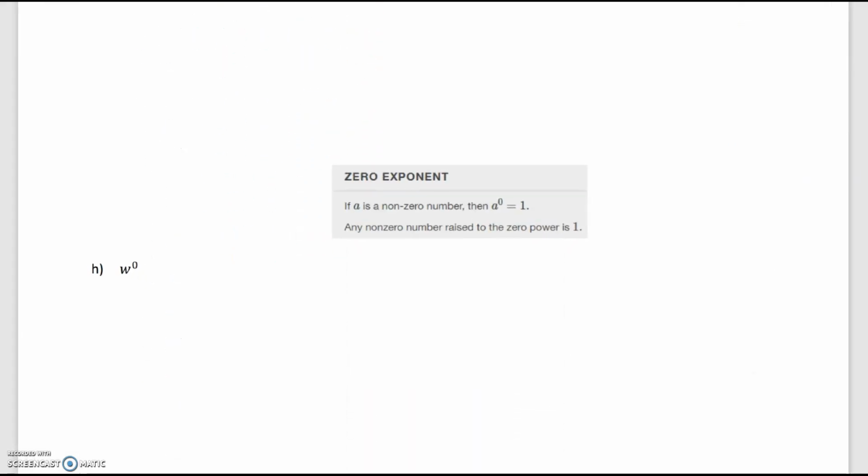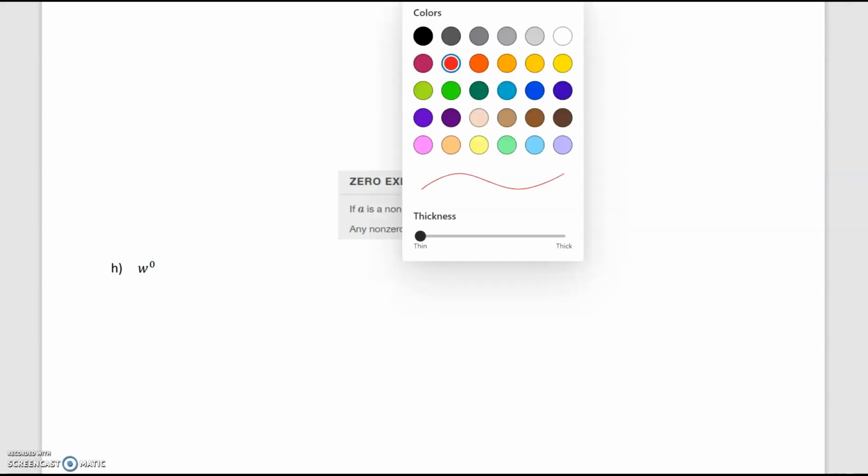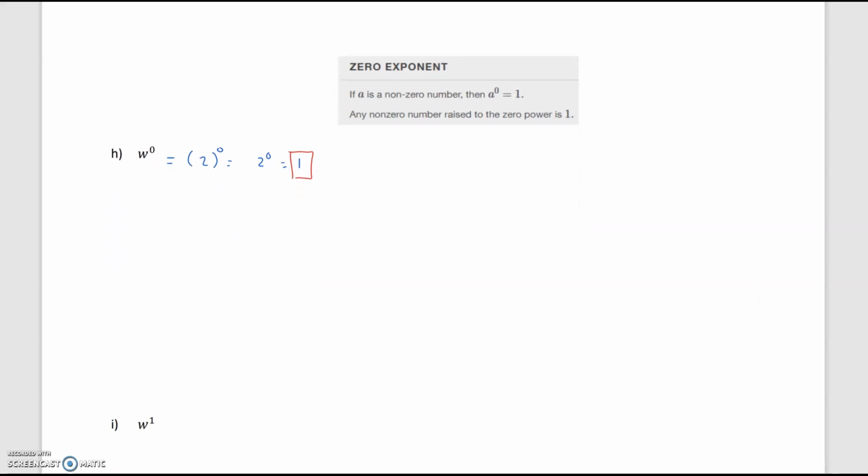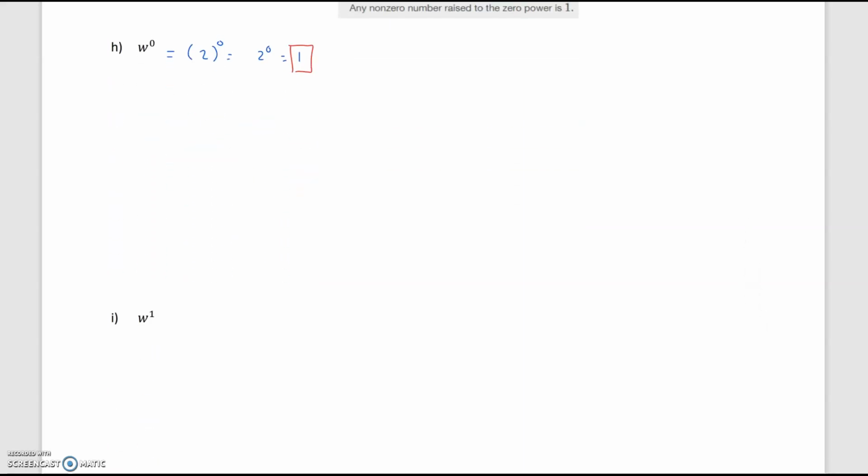Let's talk about an interesting property. One of the properties that's going to show up later is that any value raised to the 0 is going to be 1. So in this case, we technically have a 2 raised to the 0, and to the 0 is automatically 1. It's just one of the properties that's going to show up later. So any non-zero number raised to the 0 exponent is automatically 1. Let's move on to I.